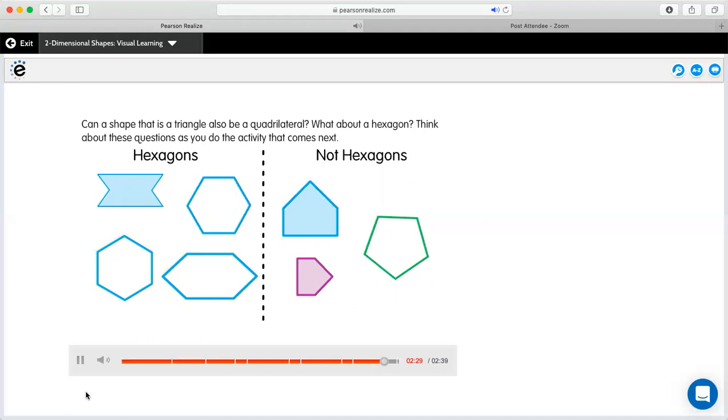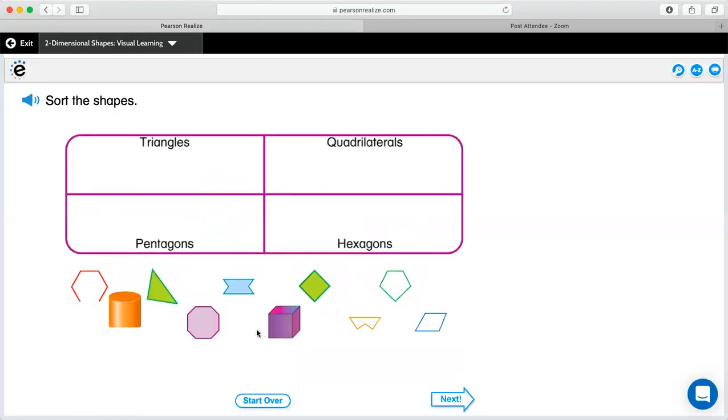Can a shape that is a triangle also be a quadrilateral? What about a hexagon? Think about these questions as you do the activity that comes next. All right, let's try it. So they want us to sort the shapes. So let's start with this one. Is this one a shape? Hopefully you answered no, because it's missing that bottom side.